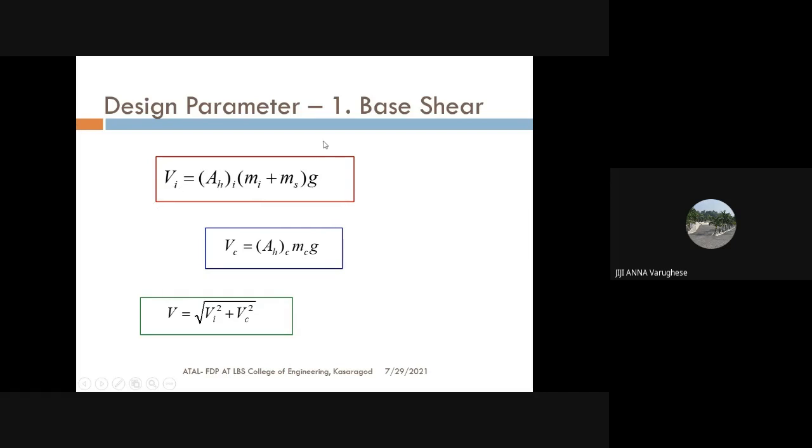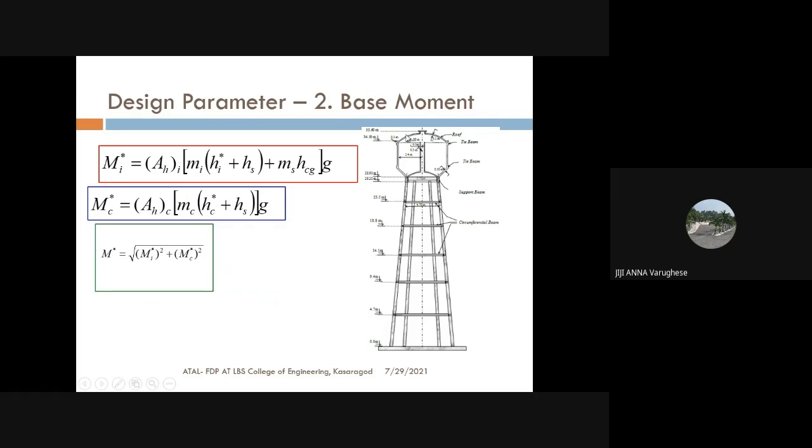And this slide shows how to calculate the base shear. Base shear, we are calculating separately for the impulsive mode as well as the convective mode, and then we will combine using the SRSS method. Assume that we have to calculate the base moment at the foundation level. Then we can draw the lateral forces at various levels. The first lateral force is VC due to the sloshing mode. The second lateral force is VI due to the impulsive mode.